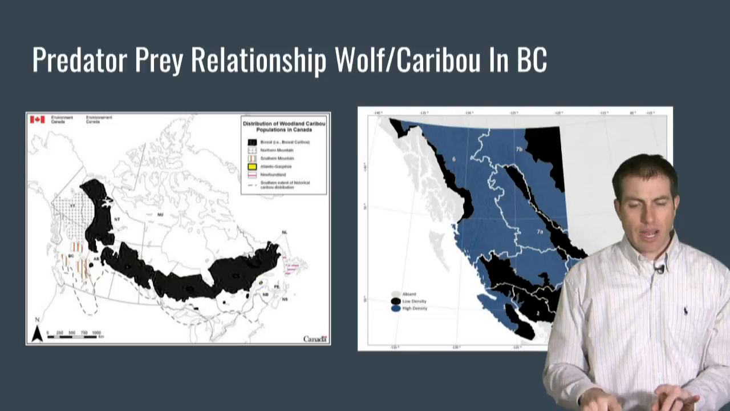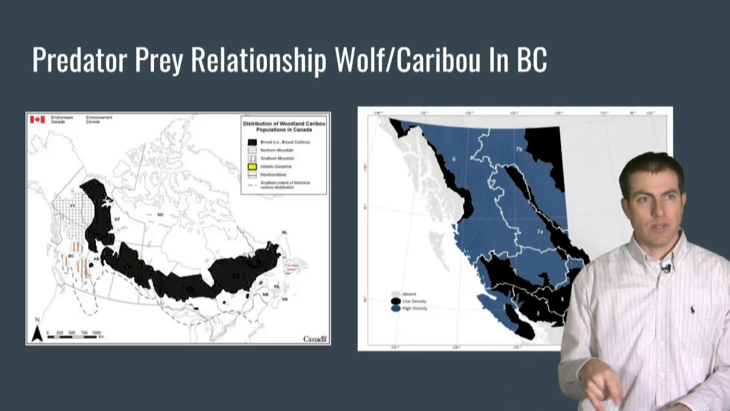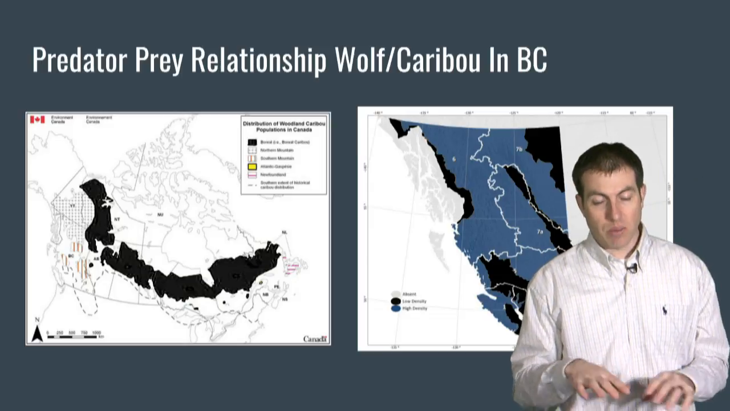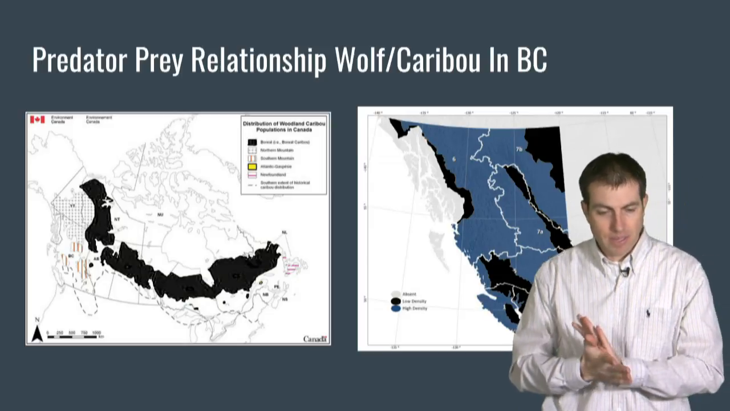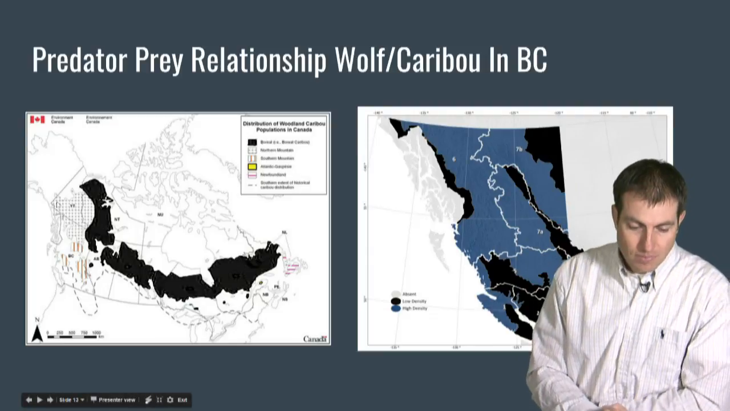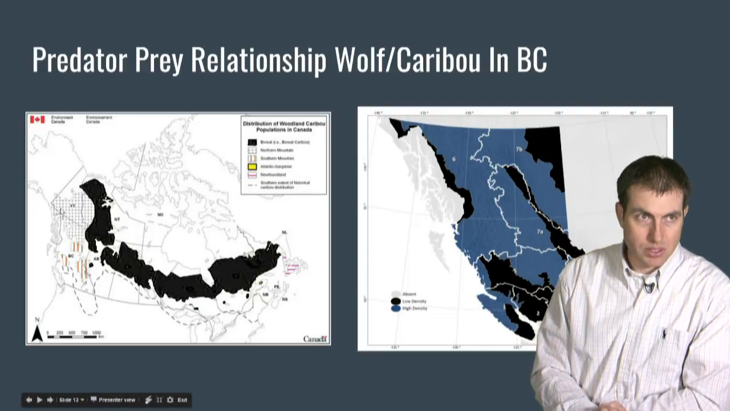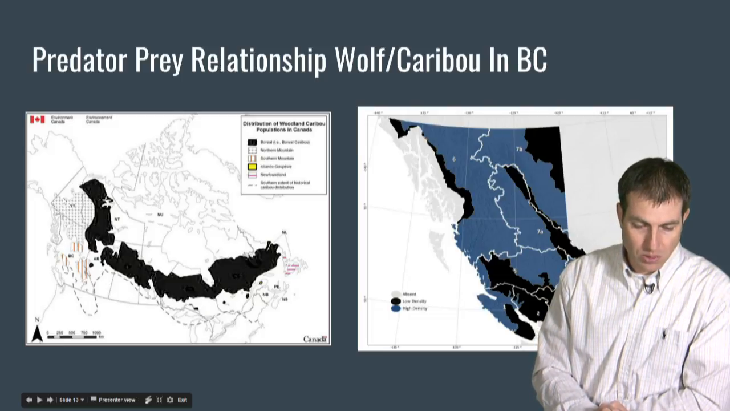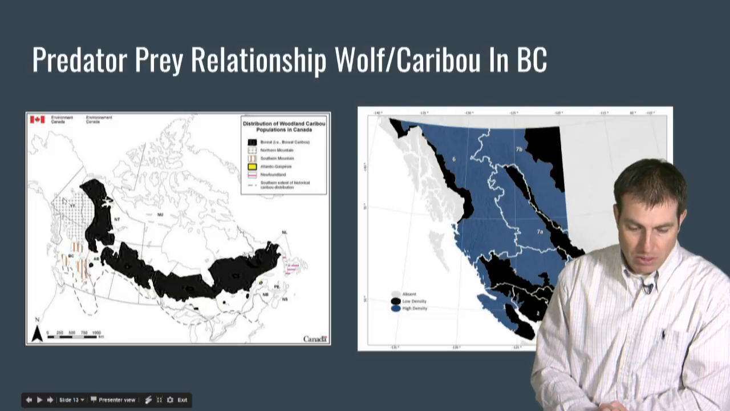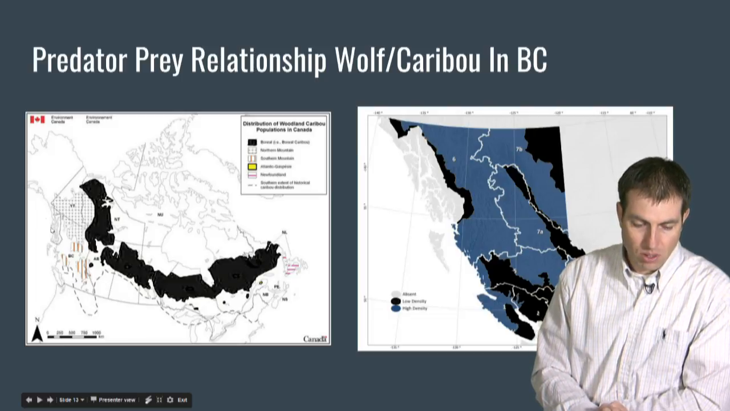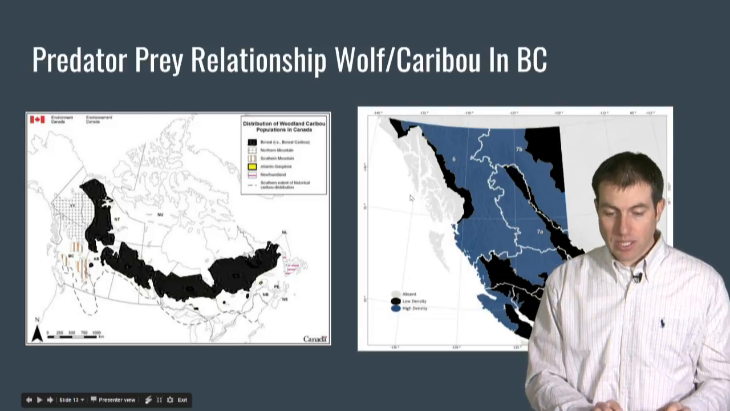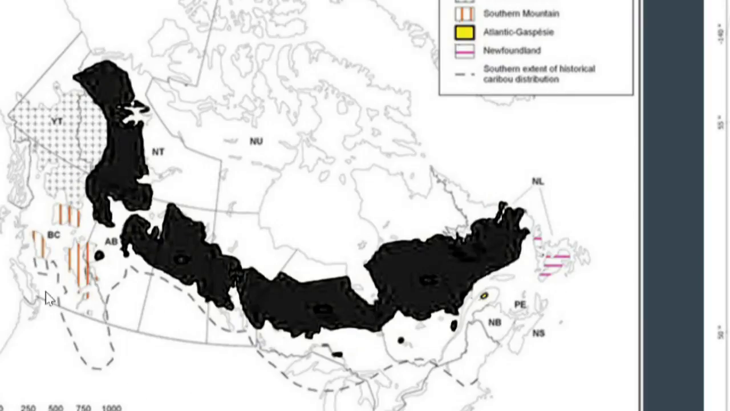So that was a graph of wolf and moose. This is going to be wolf and caribou just for the sake of this discussion. But you can see in the province of BC, obviously it's not a jumbo-sized picture, but there's different types of caribou that live in BC. So you have the southern mountain caribou, you have all of this caribou living in British Columbia. And then if we look at the large map we'll look at the small map.